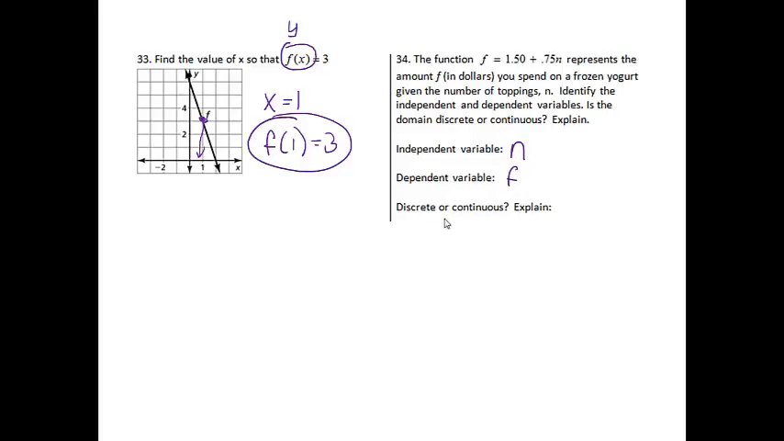And then is this a discrete or continuous domain? We would ask ourselves the question, looking at the independent variable, can we have fractions or decimals for the number of toppings? No, we cannot. So this will be a discrete domain because of that.